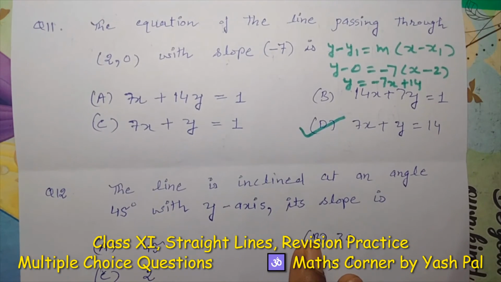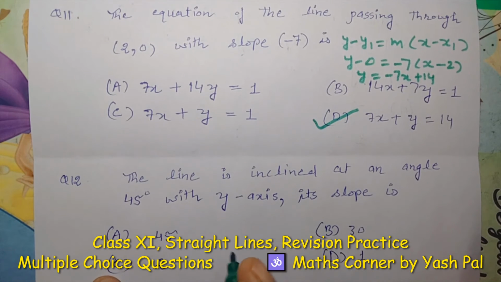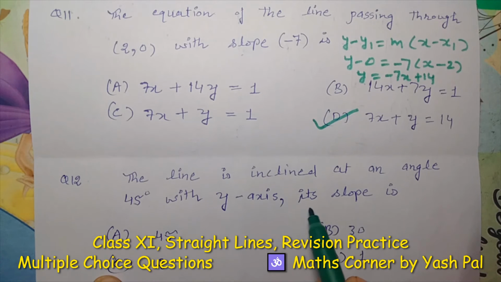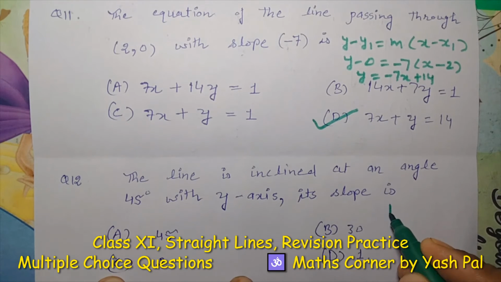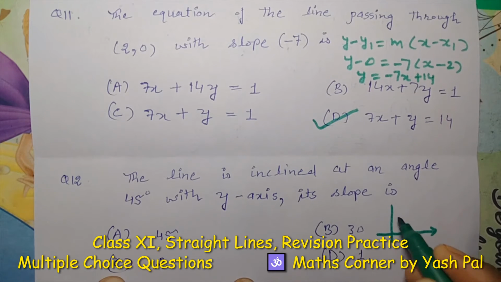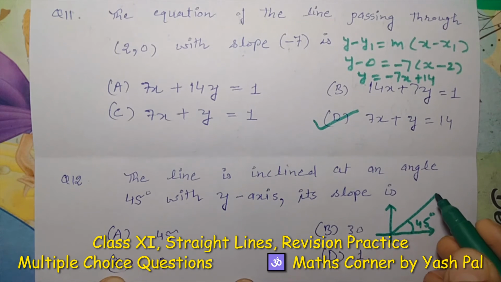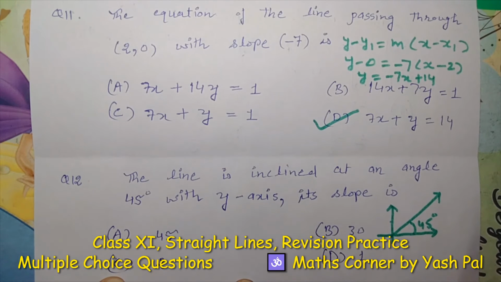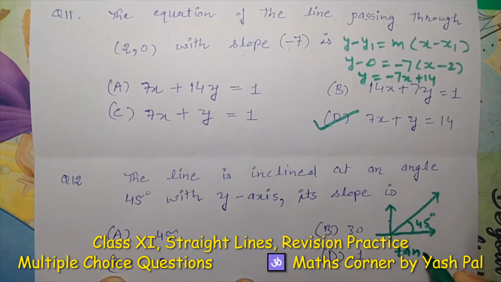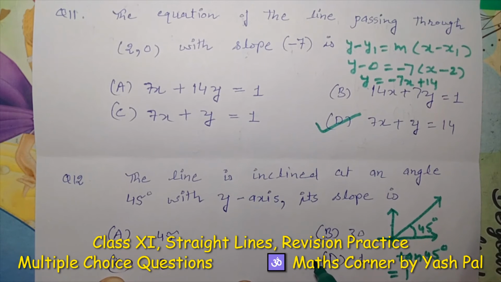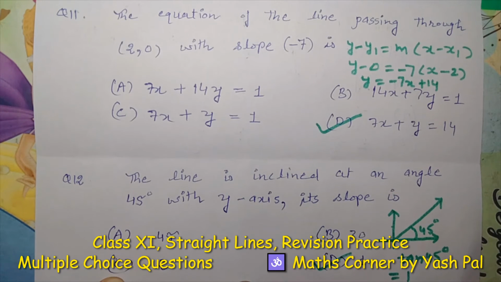Now we have question number 12. The line is inclined at an angle 45 degree with y axis. Its slope is. If this is inclined at 45 degree with y-axis, of course this is also inclined with x-axis 45 degree, because 45 plus 45 becomes 90 degree. So tangent 45 degree is the slope, that is 1. Option number D is the right choice to this question.